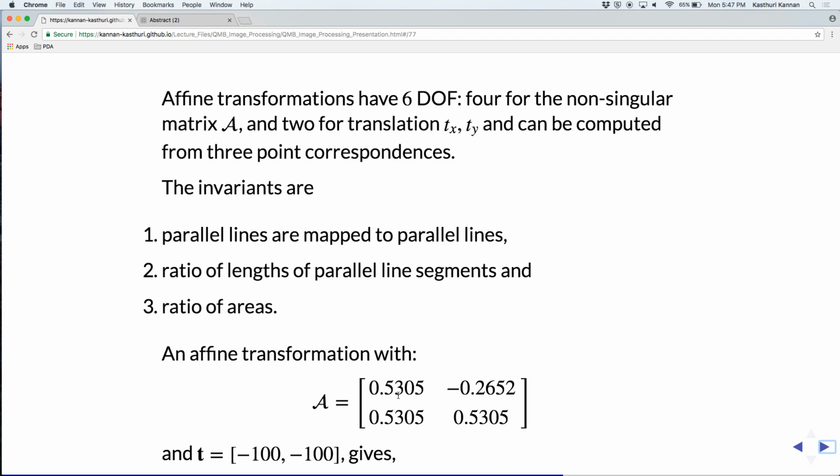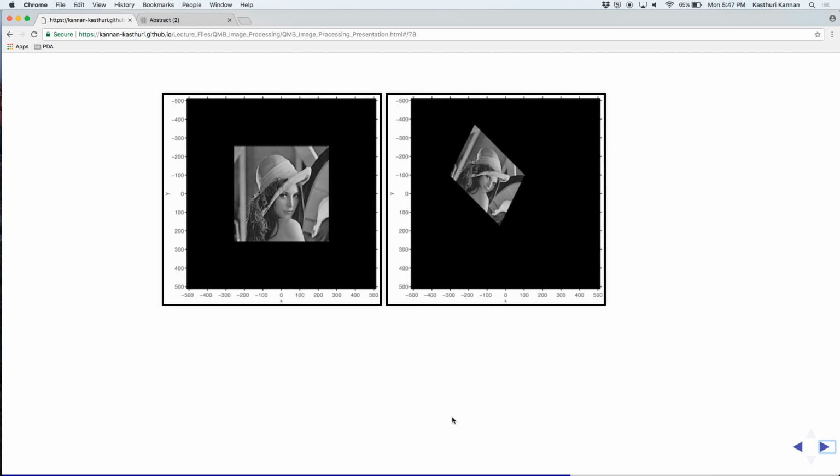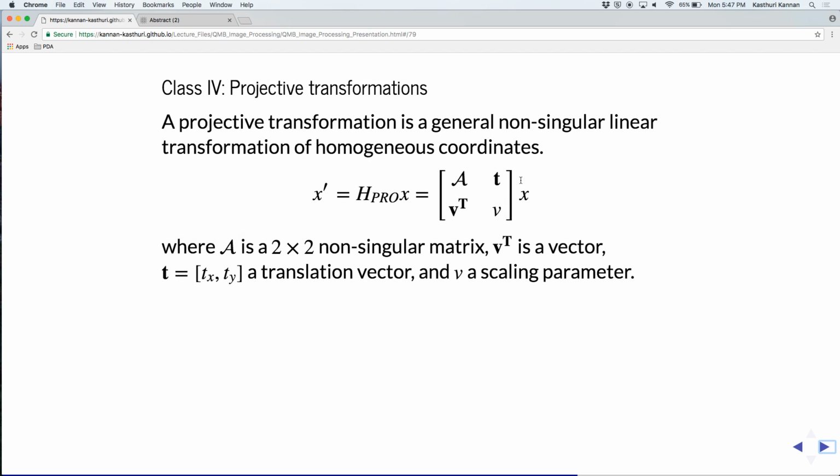So for instance, let's take the A matrix as this and do an affine transformation on this, and you see that it's transformed in an affine way, right? It's just changed in a different direction, while keeping the ratios.